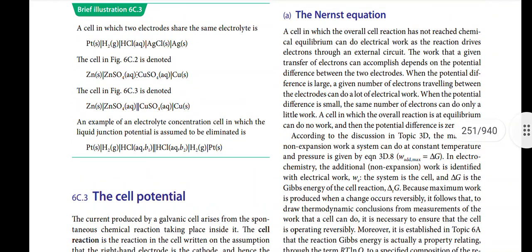Nernst equation. A cell in which the overall cell reaction has not reached chemical equilibrium can do electrical work as the reaction drives electrons through an external circuit. The work that a given transfer of electrons can accomplish depends on the potential difference between the two electrodes. When the potential difference is large, a given number of electrons traveling between the electrodes can do a lot of electrical work. When the potential difference is small, the same number of electrons can do only a little work. A cell in which the overall reaction is at equilibrium can do no work, and then the potential difference is zero.